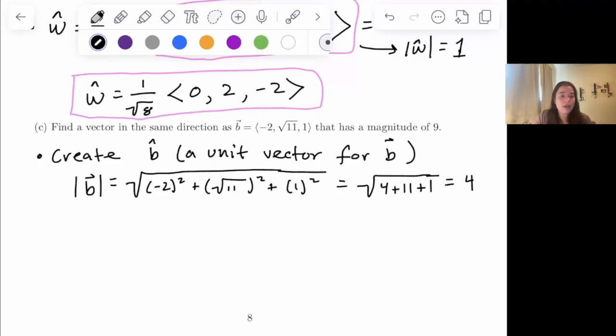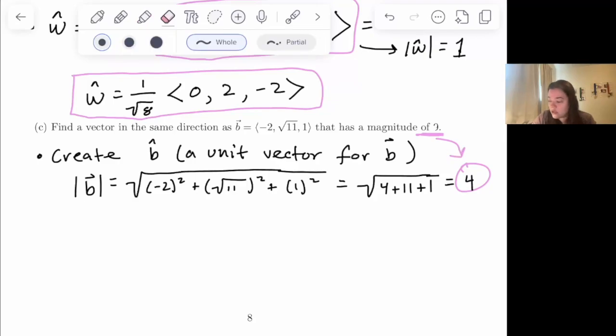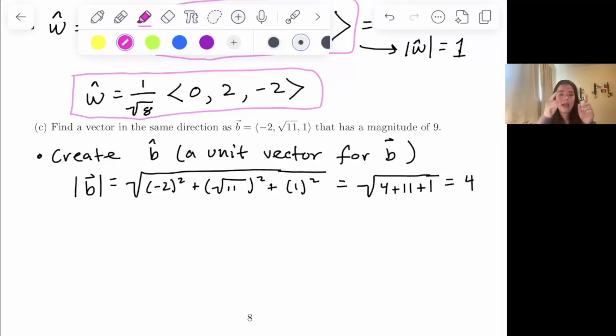All right, what we found out is vector B has length 4. The original vector, vector B, has length 4. Our goal is to scale that vector so it has length of 9 instead of 4. So we want to make some modifications. We have right now a vector of length 4. We want to scale it up to have length 9. One of the easiest ways to do that, in my opinion, is to go to that unit vector. Give me that unit vector.